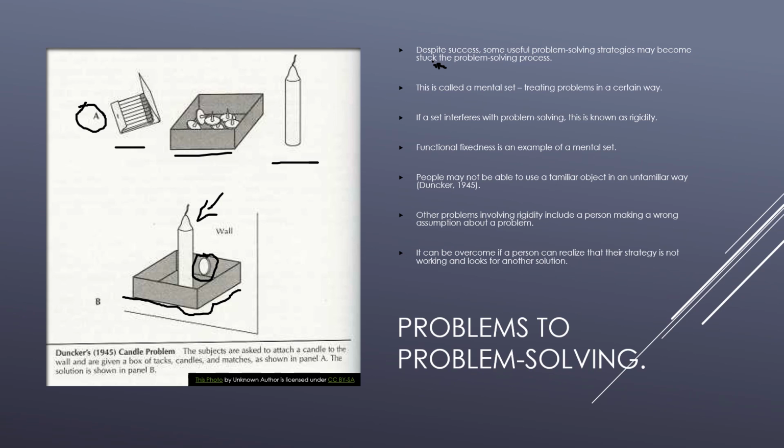So other problems involving rigidity include a person making a wrong assumption about a problem. They can be overcome if a person can realize that their strategy is not working and they look for another solution. So, for example, if the person just gives up on this problem, says, I can't attach the candle to the wall, then they've given up. But if they keep trying and trying and trying to figure out another solution until they eventually figure out how to attach the candle to the wall, that could be an example of them overcoming it.